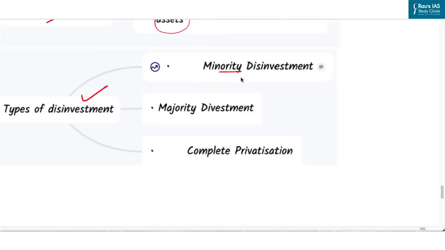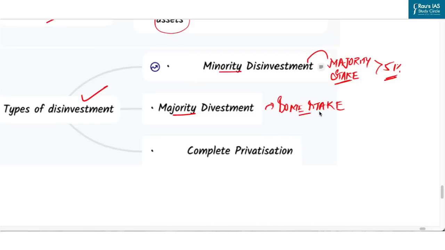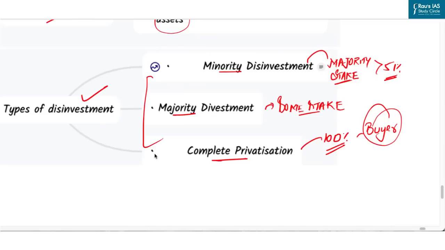First is minority disinvestment. In this, the government maintains control of the business by holding a majority stake, that is typically greater than 51% in it. Second is majority disinvestment. In this, the government hands over control to the acquiring entity, but it retains a stake. Next is complete privatization. In a complete privatization, the buyers receive full control of the business. That means 100% control of the company is passed to the buyer. So these are the three types of disinvestment.